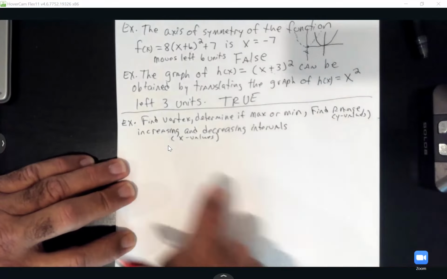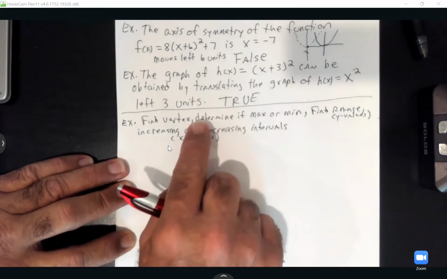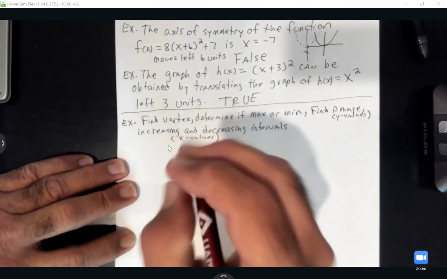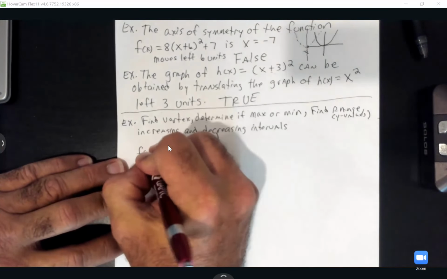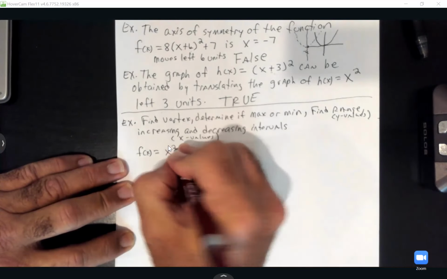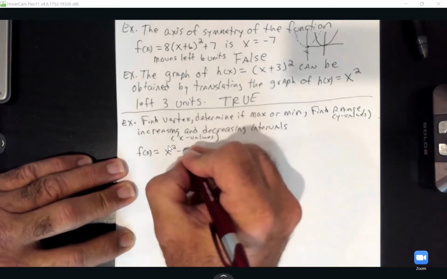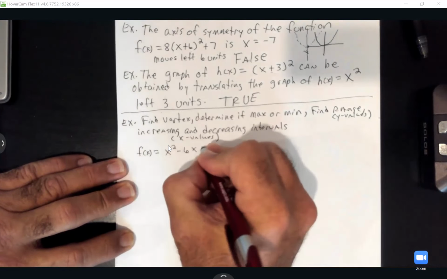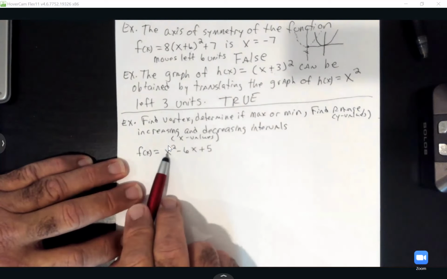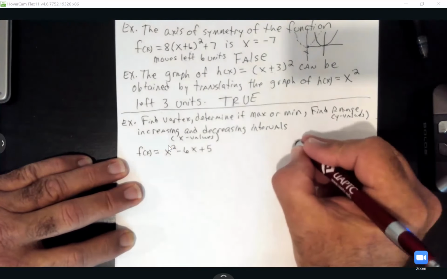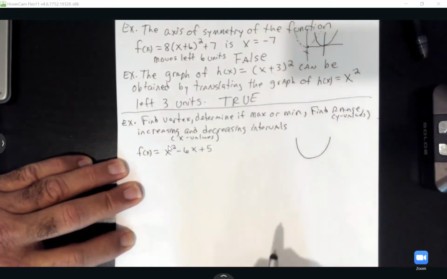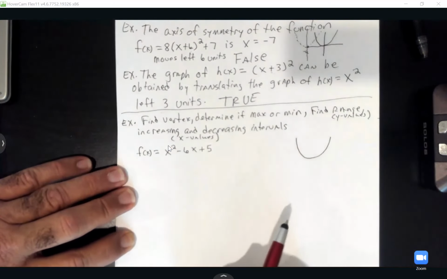So the first thing we'll do, and really on these, the vertex is going to sort of give me everything I need to know. So this function is f of x equals x squared minus 6x plus 5. Now remember, that's an x squared. So this graph will look like a U-shaped parabola when we're done.